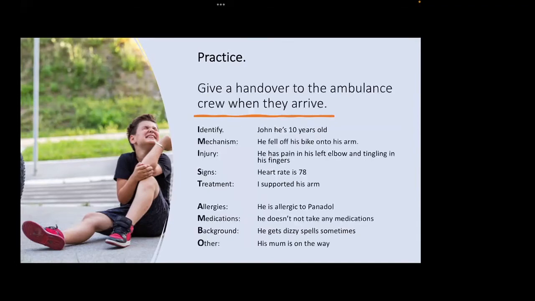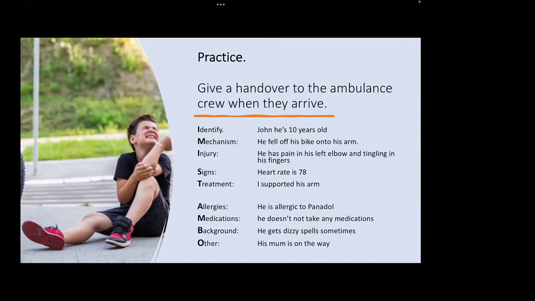And very shortly after that, you hear the sirens and the ambulance crew arrive, and you're required to give a handover to them. So using the IMIST AMBO acronym, we just extract that information and place it in that order. And it would be like this. So to identify the patient, well, he's John and he's 10 years old.